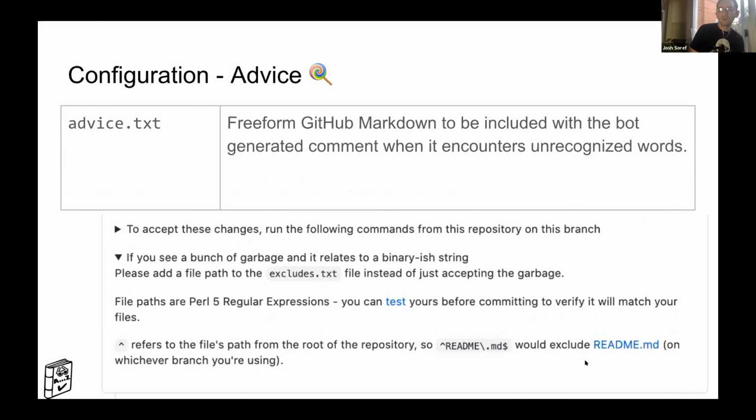Then there's the ability to add advice. So for one of the projects that's using the bot, it seemed useful to tell people about binary files as a hint. So this content here at the bottom is from adding an advice file with some GitHub markdown. And basically every time it writes a comment, it will include that.